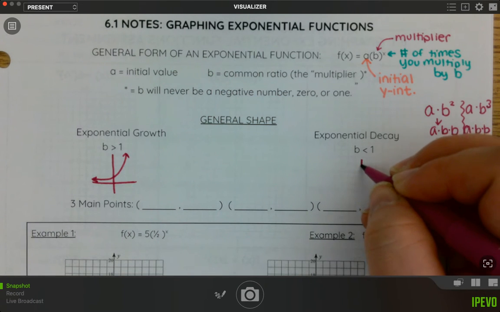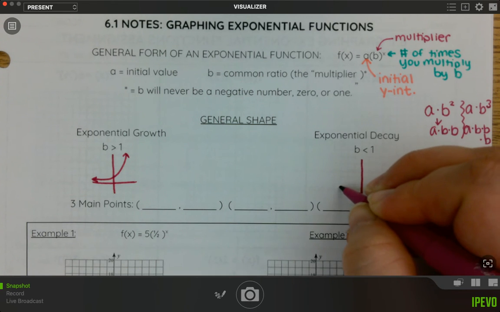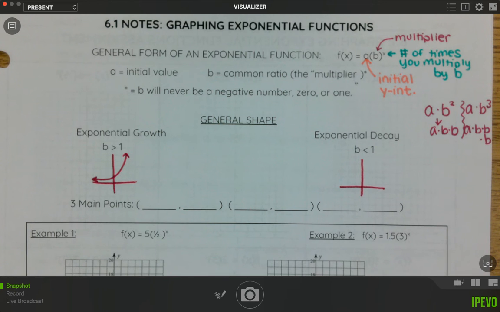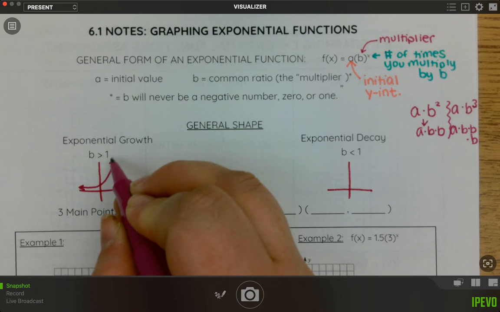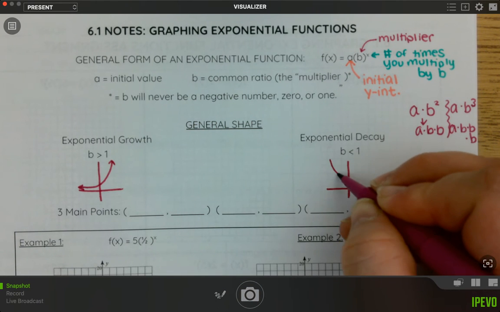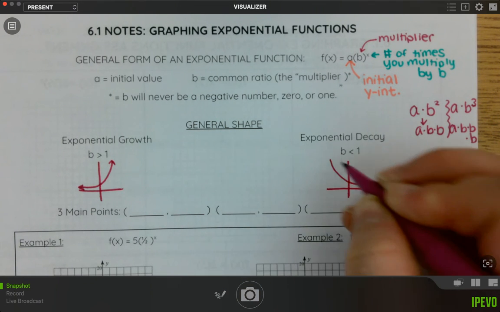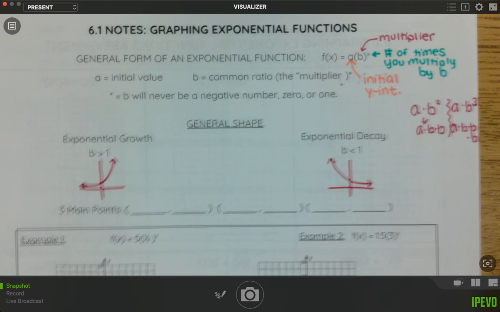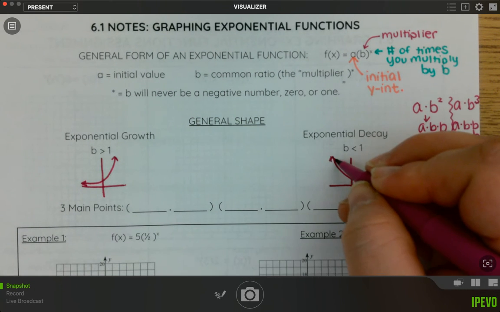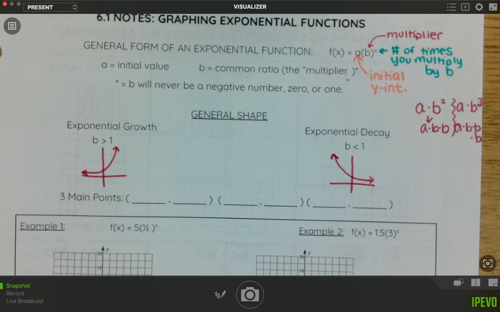And then over here, if b is less than 1, so if you multiply by something less than 1, like say a half, that's going to make your number go down. And instead of going up like this, it's going to come down like this. So instead of being flat on the left, it's going to be flat on the right. And those are your 2 general shapes.